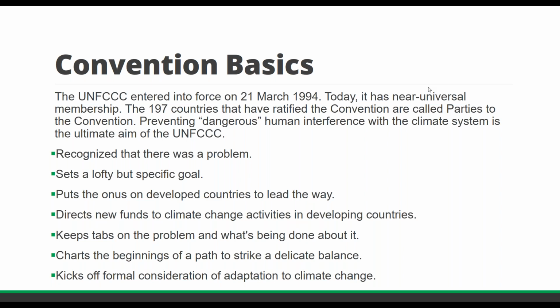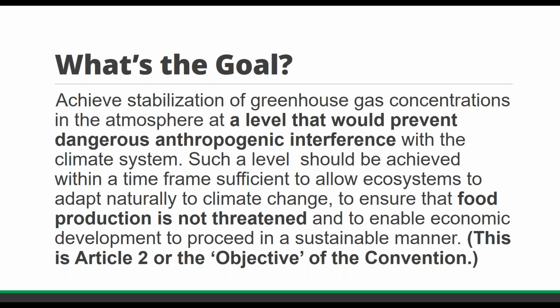So it starts to look at that challenge, and then it kicks off formal consideration of adaptation to climate change. So what is this goal that is clearly articulated in the convention itself? It's to achieve the stabilization of greenhouse gas concentrations in the atmosphere at a level that would prevent dangerous anthropogenic interference with the climate system.